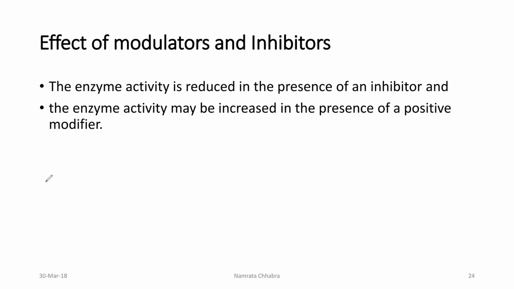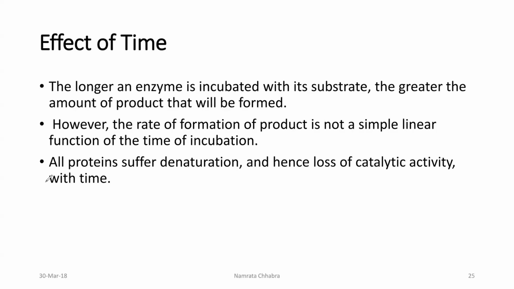Now the next thing is the effect of modulators and inhibitors. Enzyme activity is generally reduced in the presence of an inhibitor. When we say inhibitors, they are molecules that usually bind to the enzymes, and the binding decreases the activity of the enzymes. Generally, if there is an increase in inhibitor, there will be a decrease in enzyme activity. There are also positive modifiers, which are called activators. They generally increase the rate of the reaction.